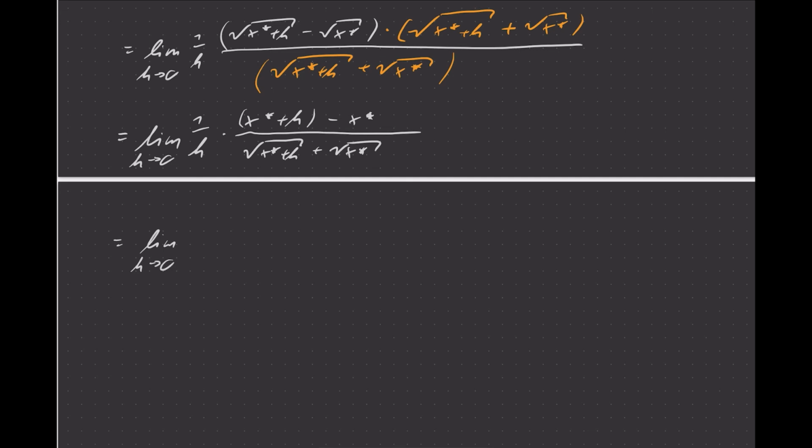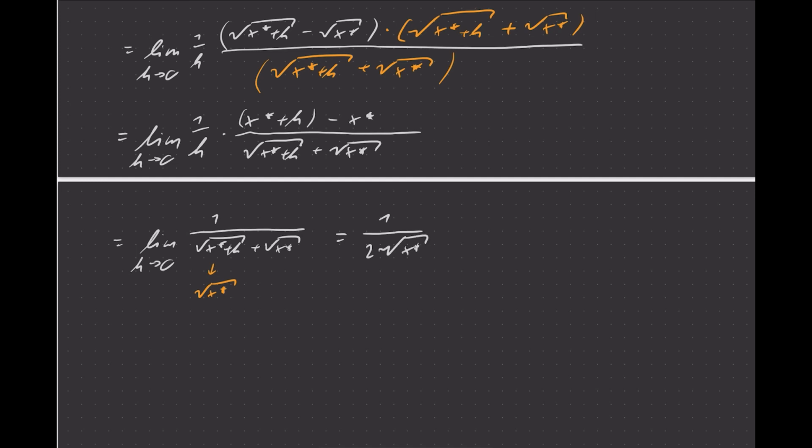So what we end up with here is the limit of 1 over the square root of x star plus h plus the square root of x star. And now as h goes to 0, this expression here goes to the square root of x star. This expression doesn't have an h, so it's not changed. So what we have for the limit is 1 over the square root of x star plus the square root of x star. So 1 over 2 square root of x star.